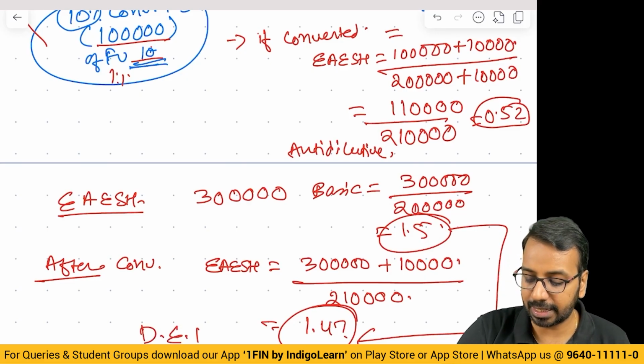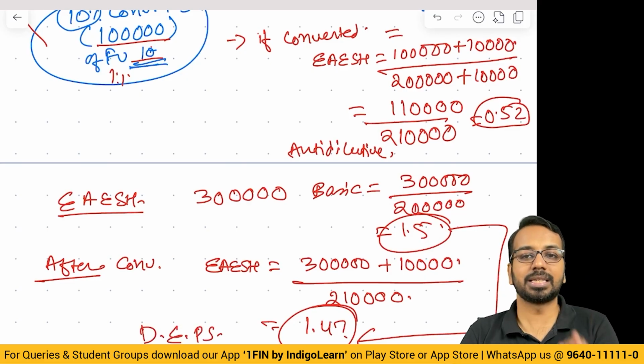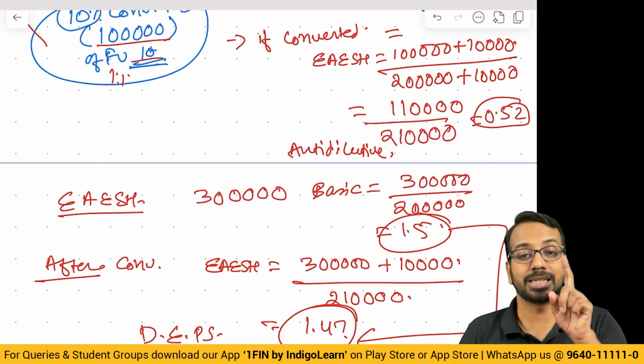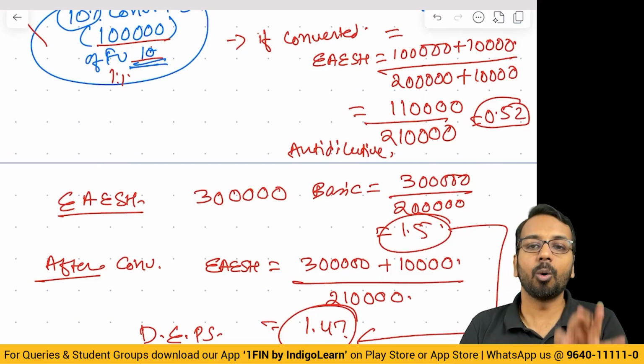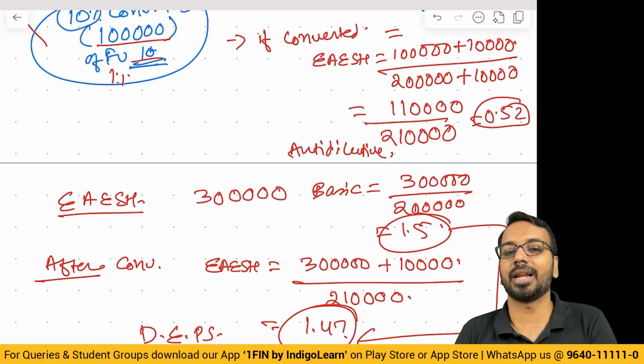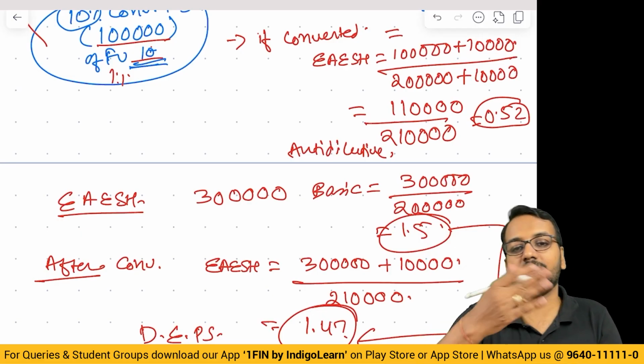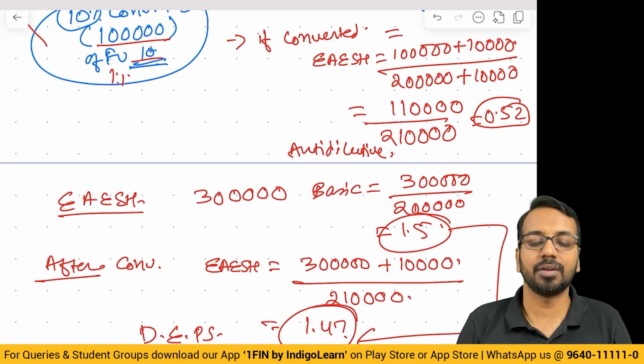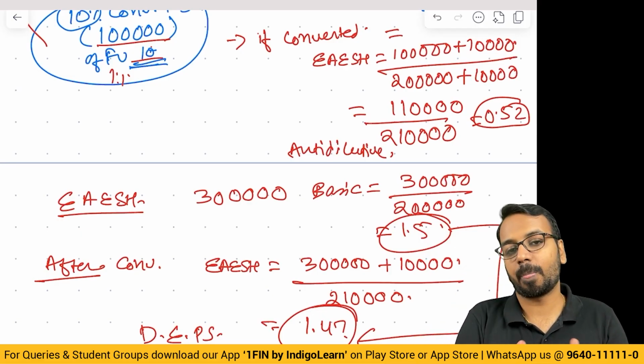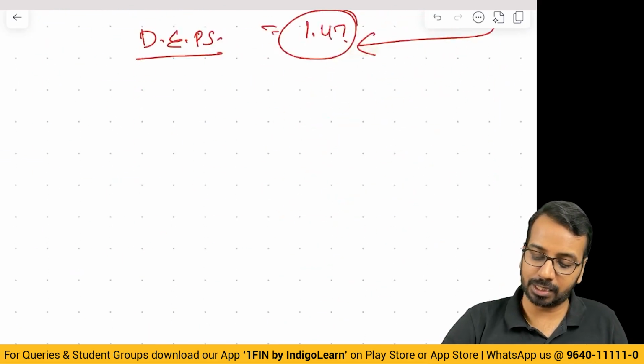This is called diluted EPS. Please remember, diluted EPS is reported only when the earnings per share actually reduce. If the earnings per share actually increase, it is not called dilutive, it is called anti-dilutive or non-dilutive, right? So that is the first thing.